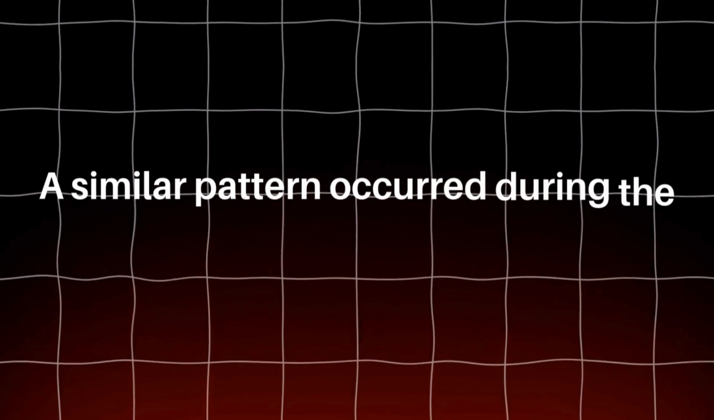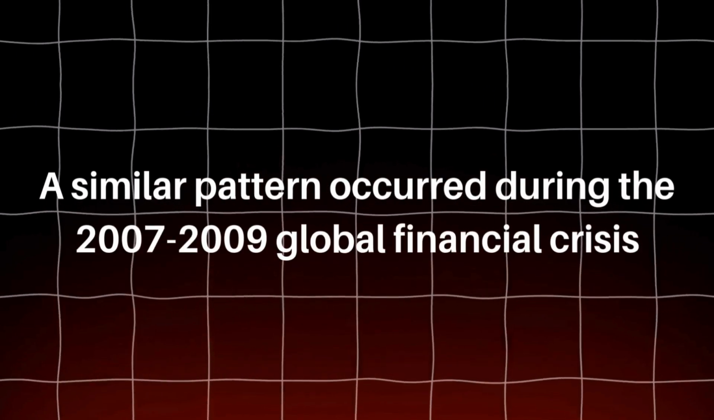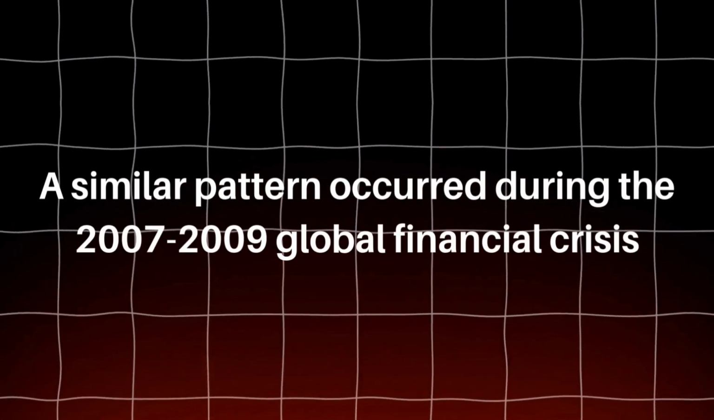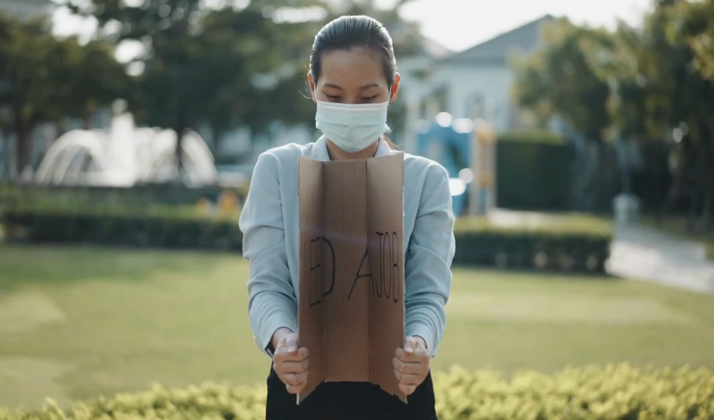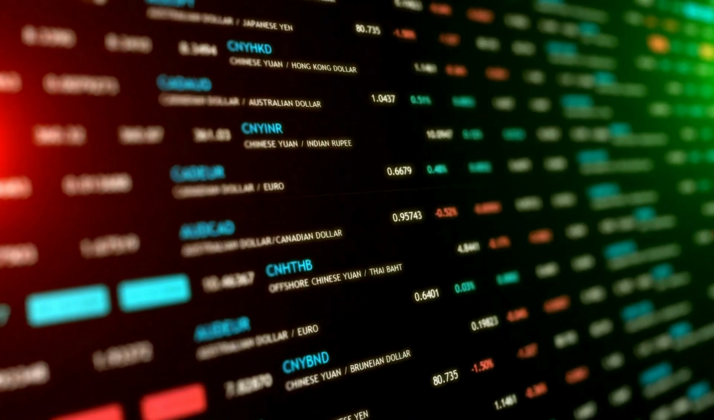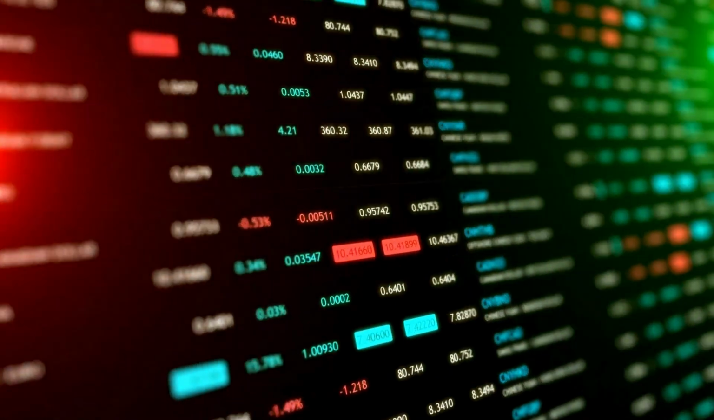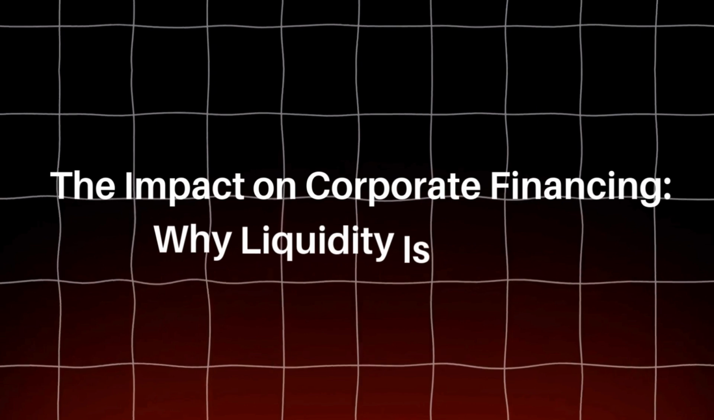A similar pattern occurred during the 2007 to 2009 global financial crisis, when the U.S. unemployment rate climbed above 10%. An increasing trend in unemployment is a clear signal that the economy is weakening and that companies are struggling with financing. The impact on corporate financing.